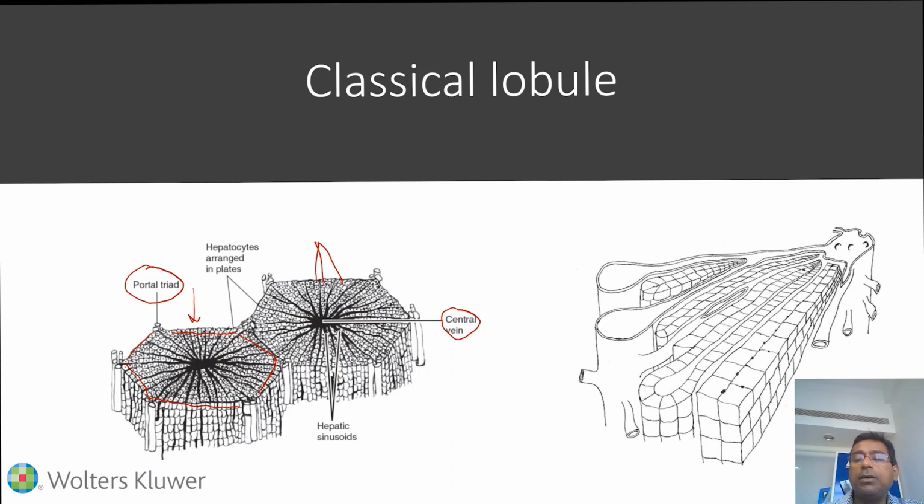Let us see another schematic figure. These represent the hepatocytes, 1 and 2 cells thick. These plates of hepatocytes are separated from neighboring hepatocytes by hepatic sinusoids.